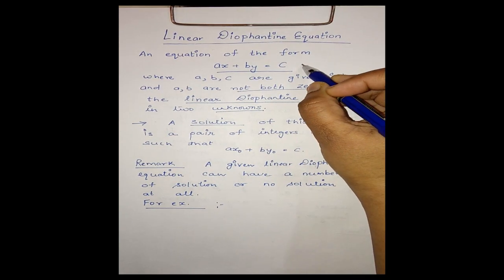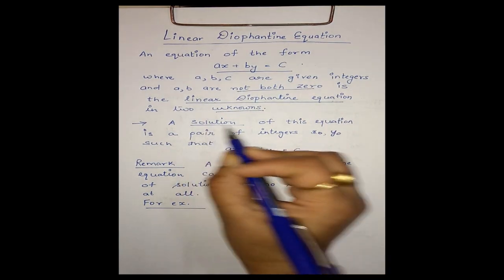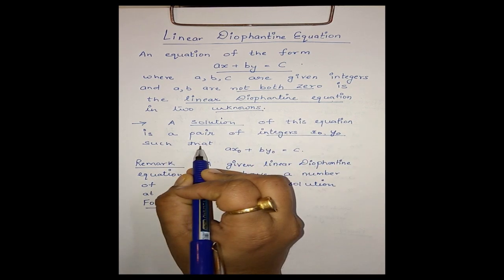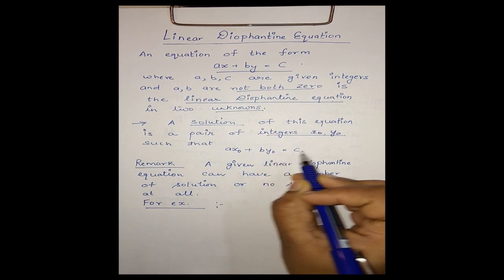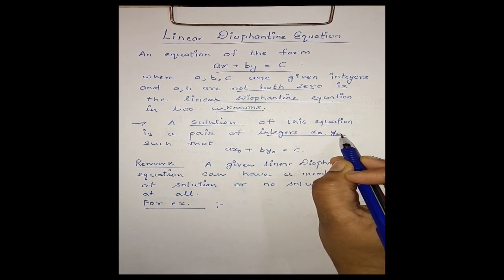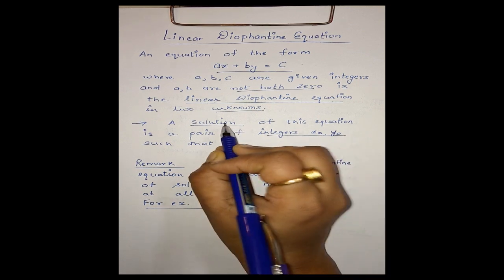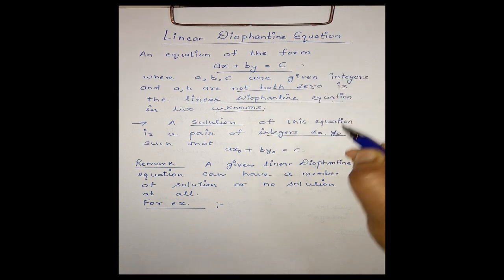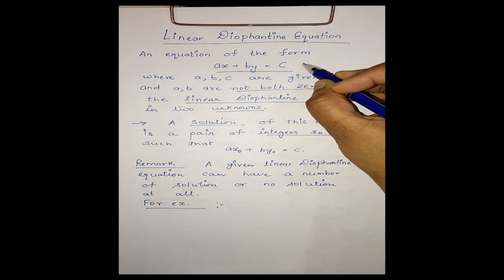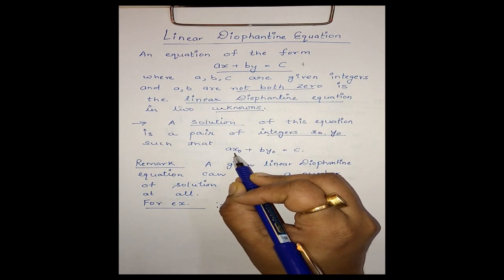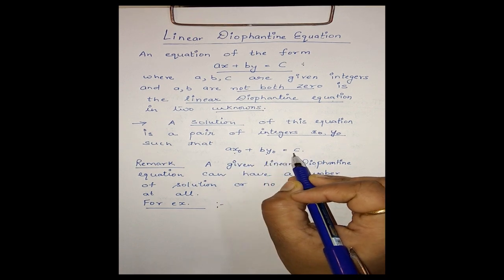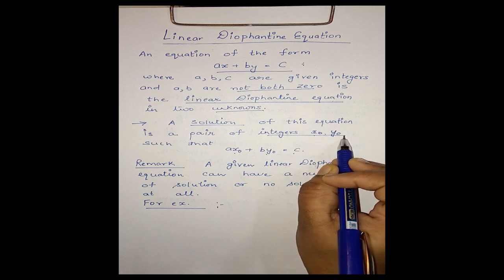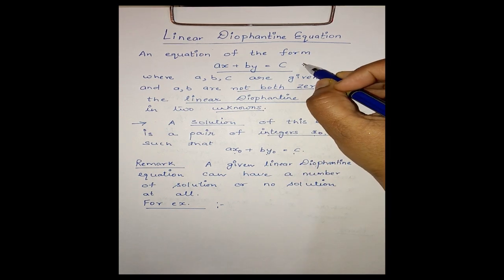This is the linear Diophantine equation. A solution of this equation is a pair of integers x naught and y naught such that a x naught plus b y naught is equal to c. Means any pair of integers x naught and y naught is a solution of this linear Diophantine equation if x naught and y naught satisfy this equation, that is a x naught plus b y naught is equal to c. Then this pair of integers x naught and y naught is called a solution of this linear Diophantine equation.